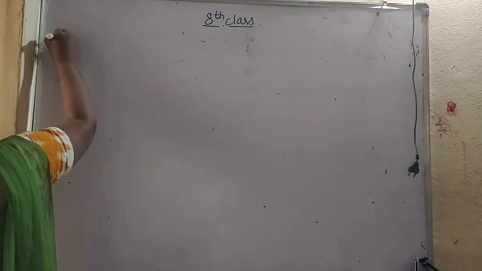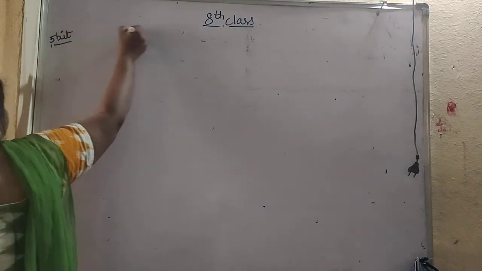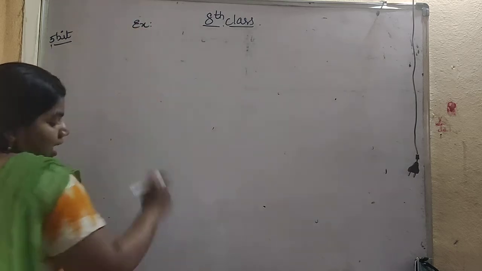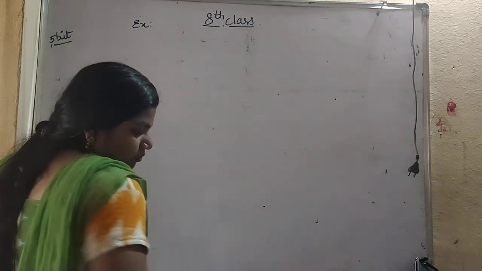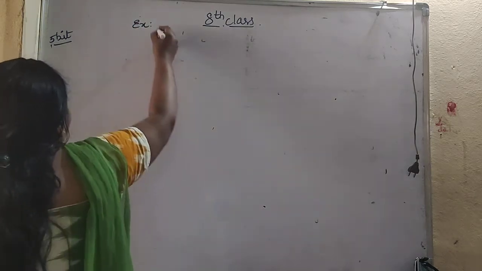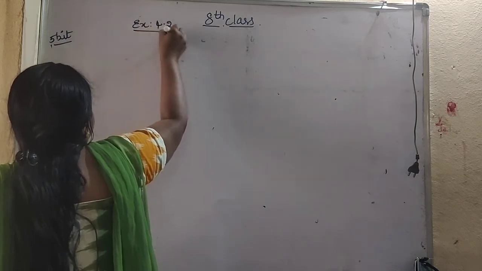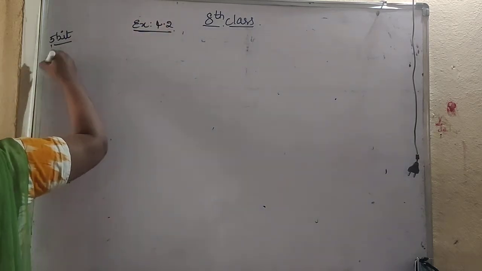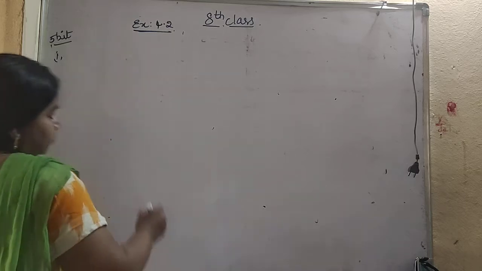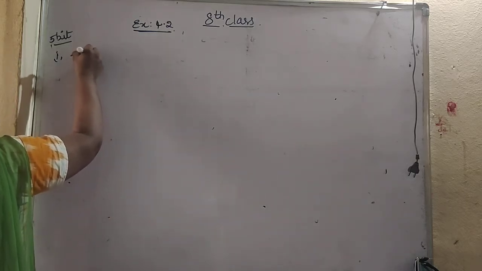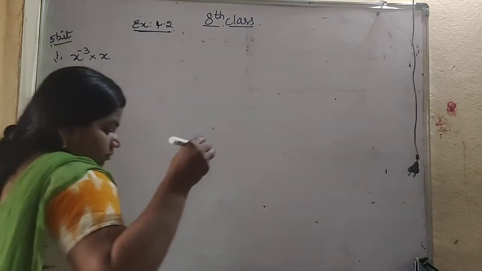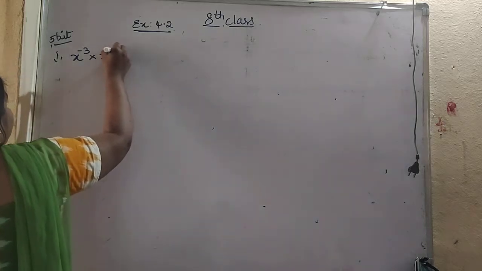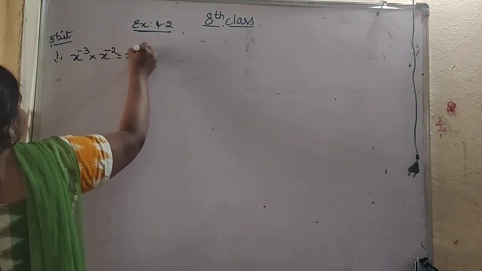This is the last exercise, number 4.2. So the first one is x power minus 3 into x power minus 2 is equals to x power minus 6.